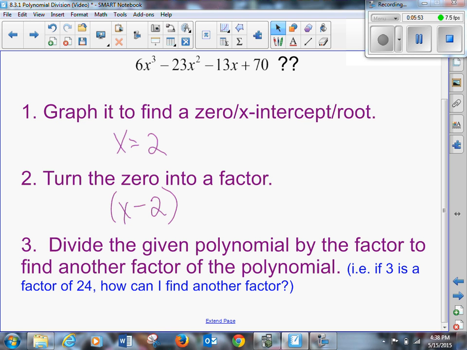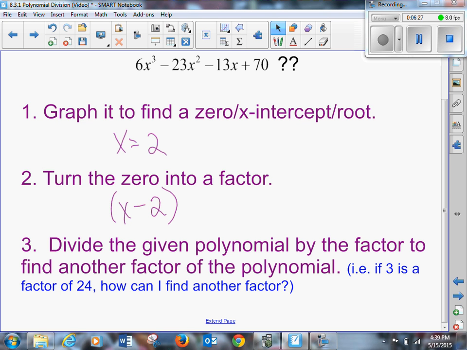So now at this point, if you're going, huh? Let me help you understand this in terms of just integers. Let's say that I ask you to give me a factor of 24, and you told me that 3 is a factor of 24. So I said, okay, 3 is a factor of 24. How do I find another one? How do I find the one that goes with the 3? And you tell me, well, I can take 24 divided by 3, and I get 8. 8, therefore, is another factor of 24. That's essentially the same thing we're doing now with polynomials.